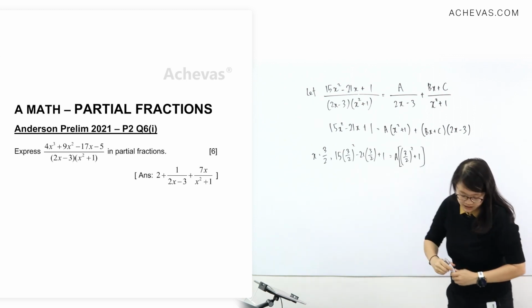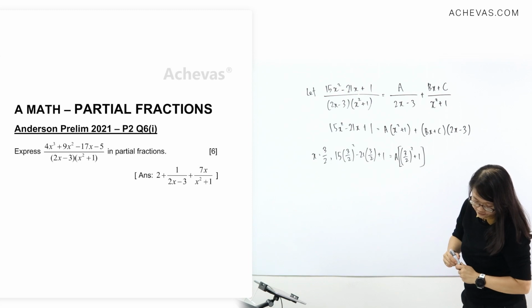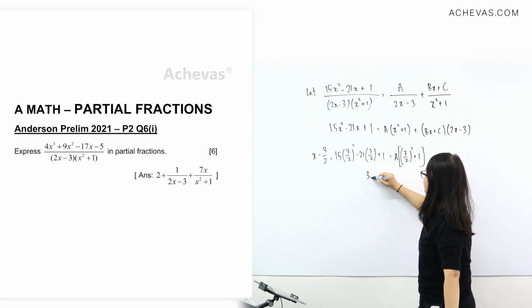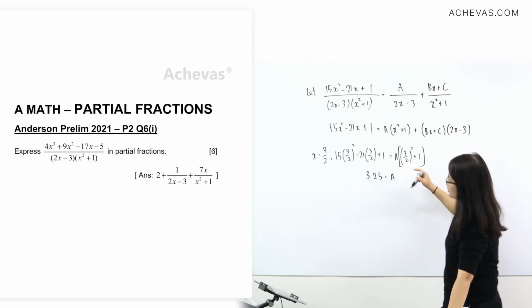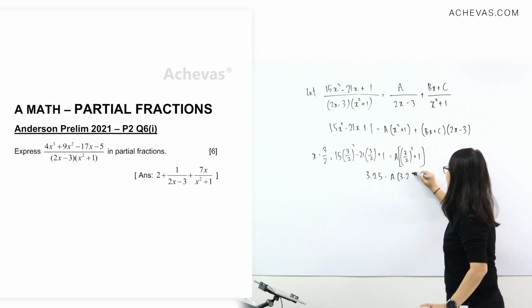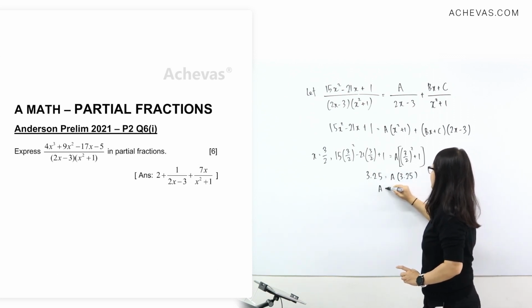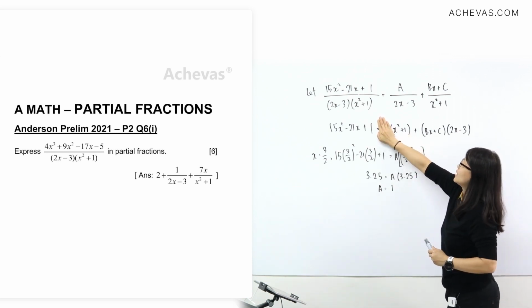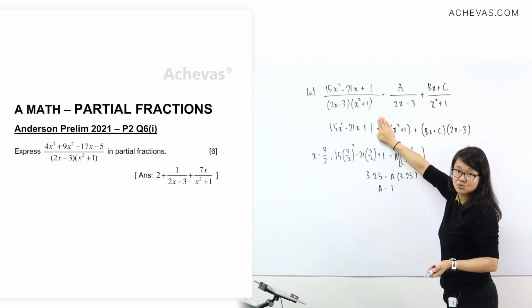Next, I'm going to press my calculator. For this one here on the left, I will be getting 3.25. And for this bracket beside A, I will also get 3.25. Now I know that A value is 1. Okay, so I know this is 1. So 1 times x squared plus 1 is still x squared plus 1.